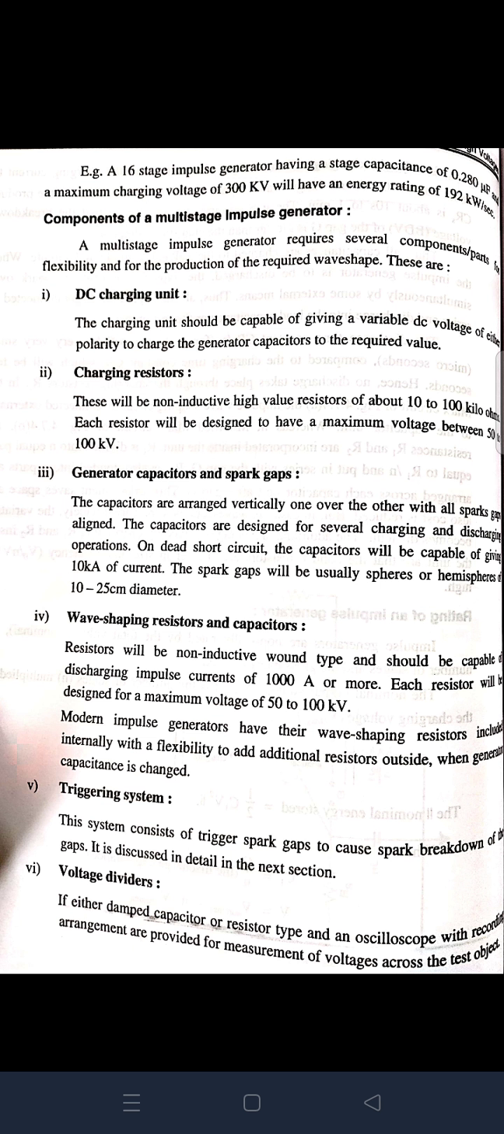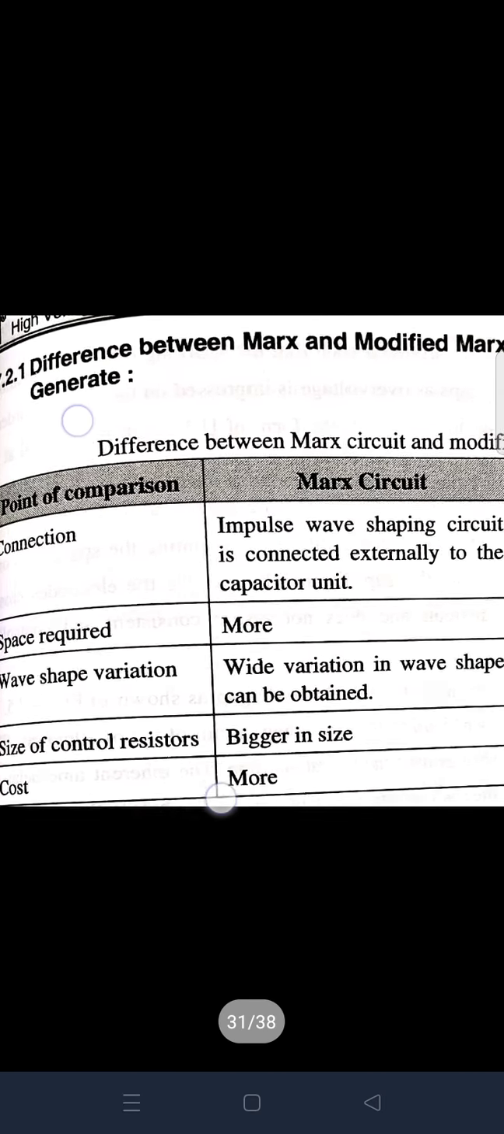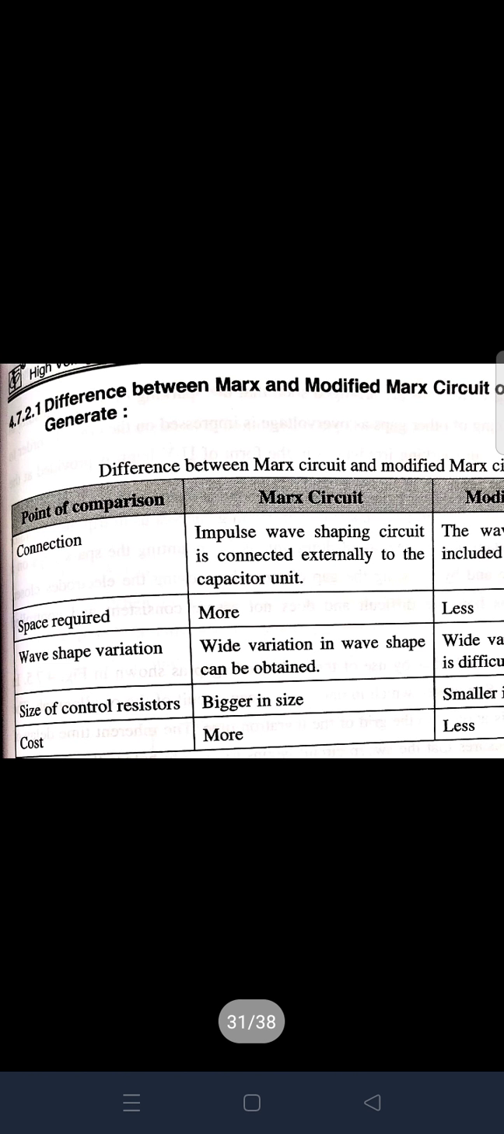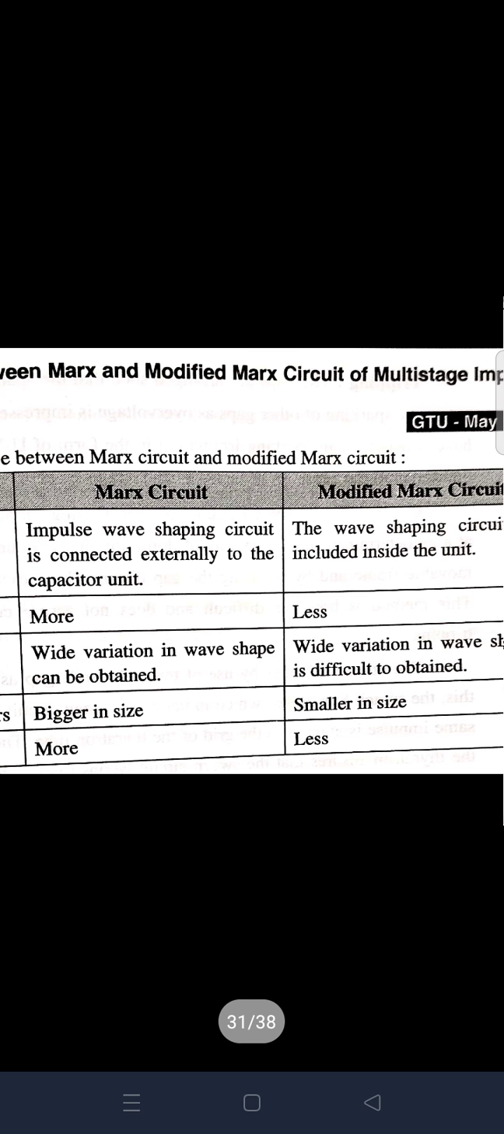Now we see the Marx and modified Marx circuit of multi-stage impulse generator. Let's make some difference between them and compare them in terms of connections, space required, wave shape variation, size of control resistors and cost. Okay, so in terms of connection, the impulse wave shaping circuit is connected externally to the capacitor unit, and in modified Marx it is connected inside the unit.